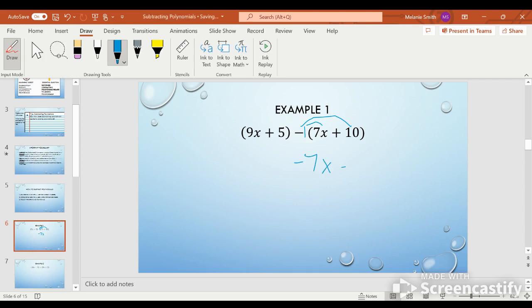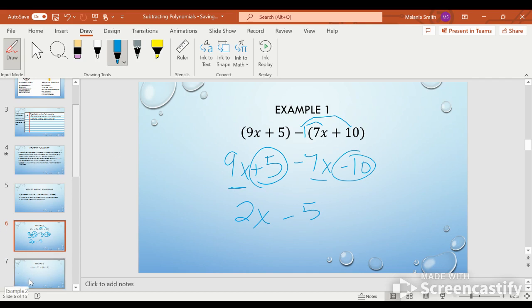So negative 7x minus 10, and then I can come over here and bring down this other set of parentheses. And now at this point, I'm just doing the same thing that we did for addition. I'm just adding like terms, combining like terms. So here are two like terms, negative 7x and 9x. So that would make 2x. And then positive 5 and negative 10 would give us negative 5. And that's it.